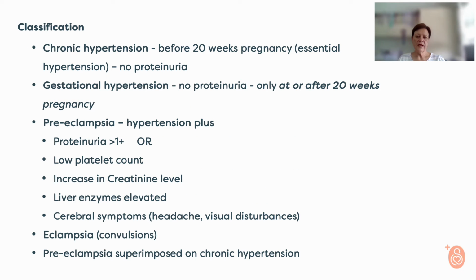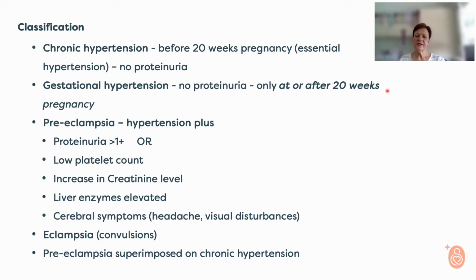Now, when we look at the classification of hypertension, we divide all the different hypertensions into different classes. First of all, we get chronic hypertension. That is hypertension before 20 weeks of pregnancy. We can also call it essential hypertension. This is mothers who were hypertensive even before she got pregnant or before 20 weeks of pregnancy.